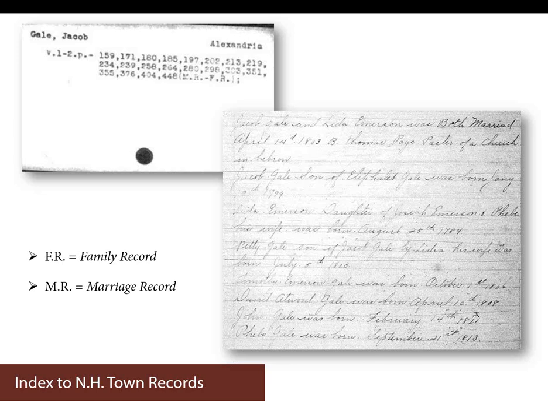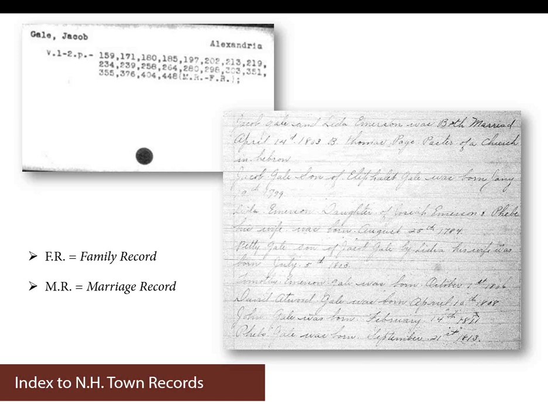But then I see MR and FR. That's where the vital record gold is. That is, the FR is the family record. That's the recording of the bride and the groom, their children, maybe the deaths that occur as well. And you may even get the marriage date of the bride and groom.